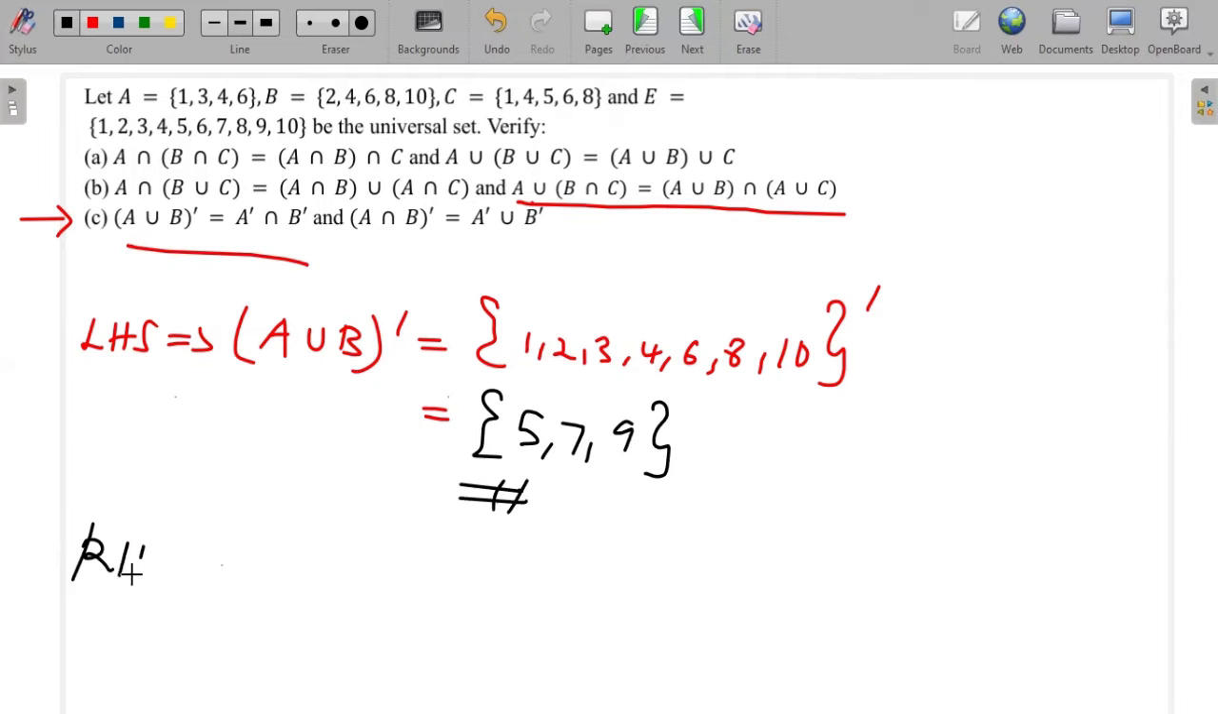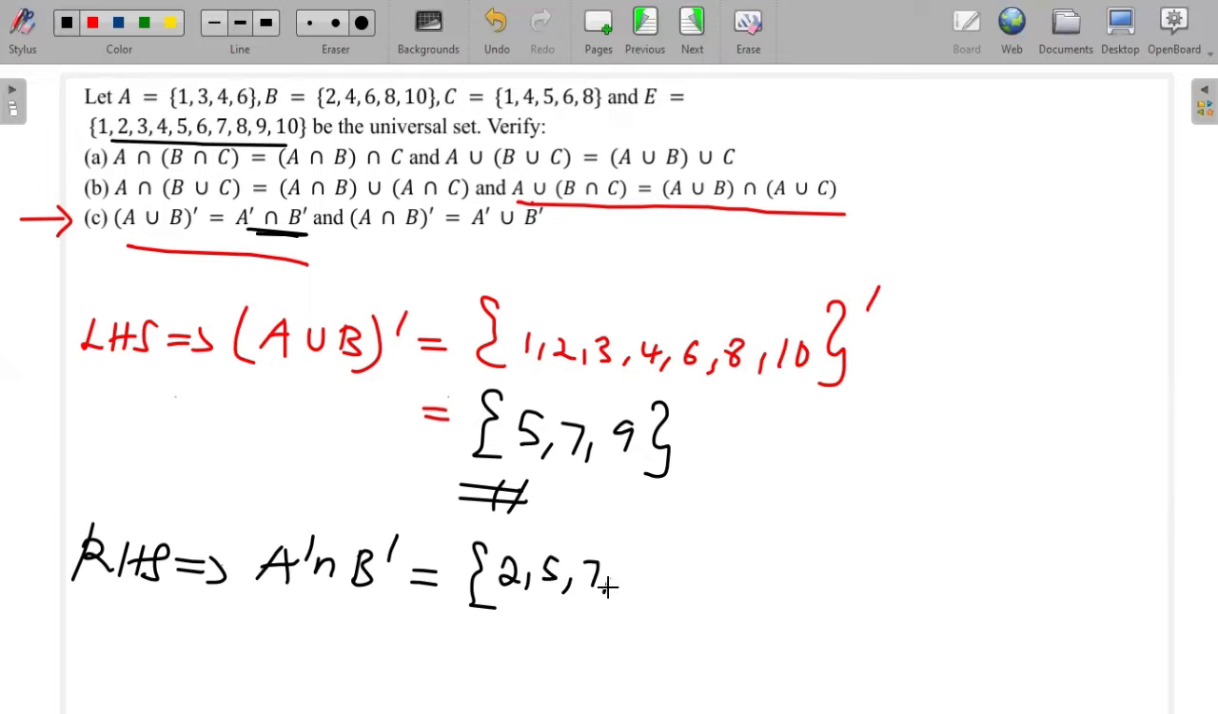What about my right-hand side? I have A complement intersection B complement. A complement is everything that is not in A. So I'll list everything that is not in A here. A has 1, 3, 4, 6. So I'll list all the elements that are in the universal set but are not in A. That will be 2, 5, 7, 8, 9, and then 10.